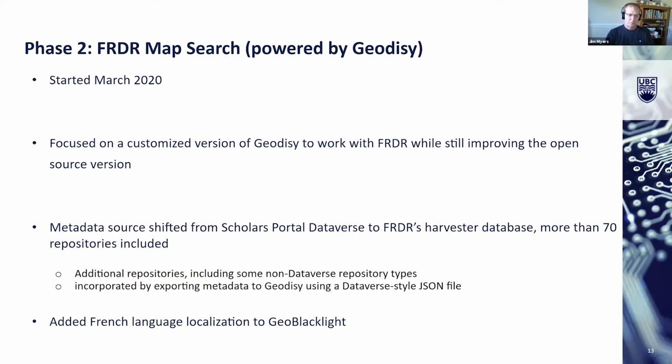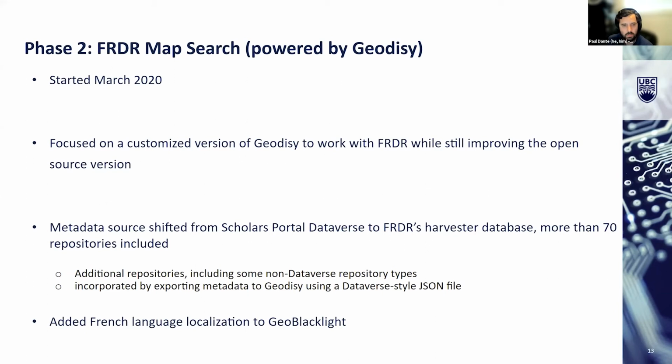Part of that was we shifted from pulling metadata directly from Scholars Portal to pulling it from FERDR's Harvester database. FERDR does harvest Scholars Portal, but it harvests from more than 70 repositories, some of which are Dataverse style, some of which are not. In the interest of not having to completely rewrite the code that deals with the Dataverse JSON, we are exporting a Dataverse style JSON from the Harvester. So we're continuing to do the same processing of files.